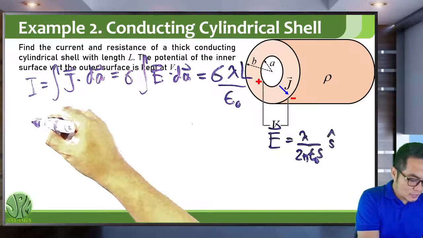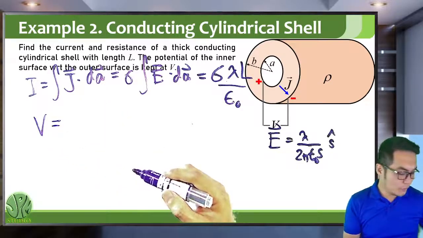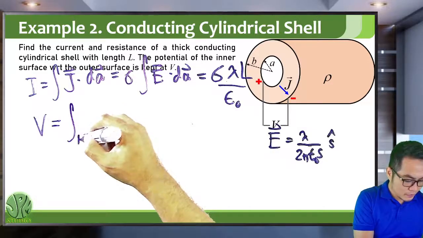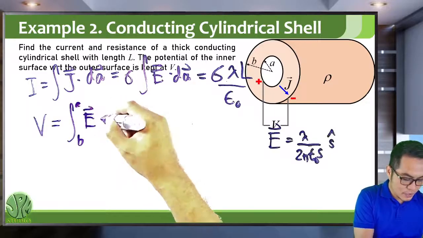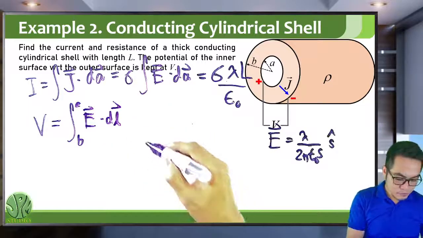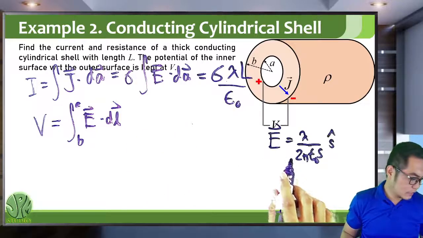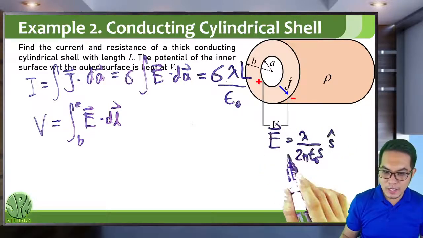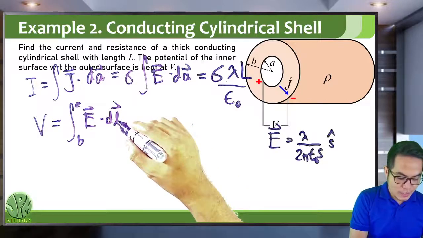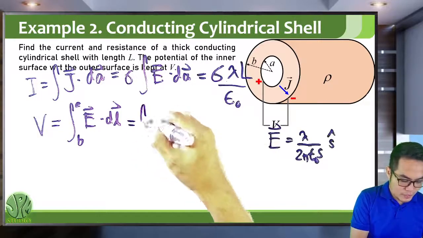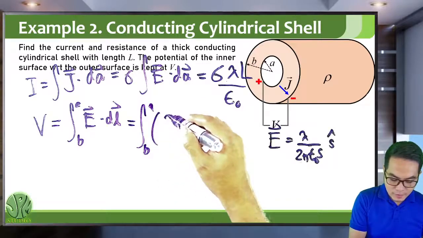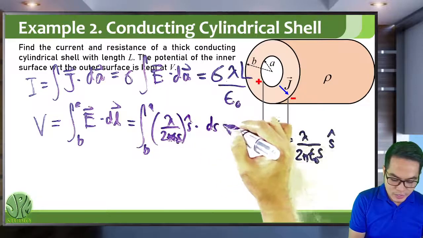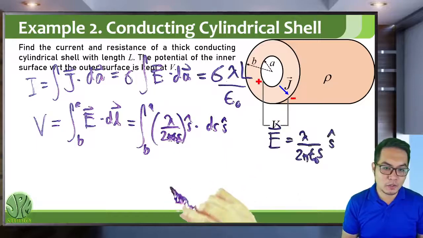So from our earlier relation, the voltage between points A and B is the integral from B to A of E dot dL. We already know the electric field. In this case, our dL is ds, since our electric field is along s. So this is actually ds s hat. So from B to A, the electric field is lambda over 2 pi epsilon naught s, s hat, dotted with dL, which is ds s hat. So s hat dot s hat is equal to 1.